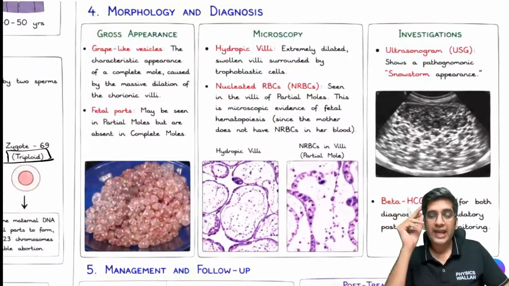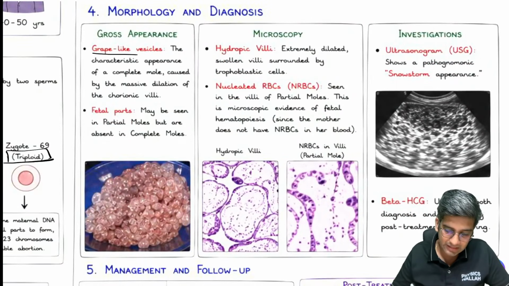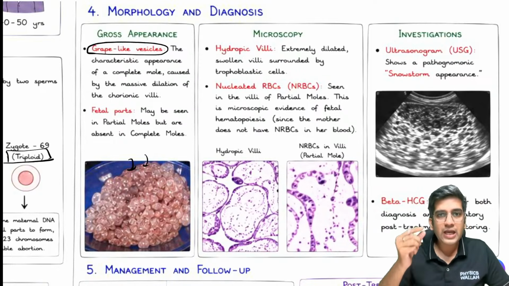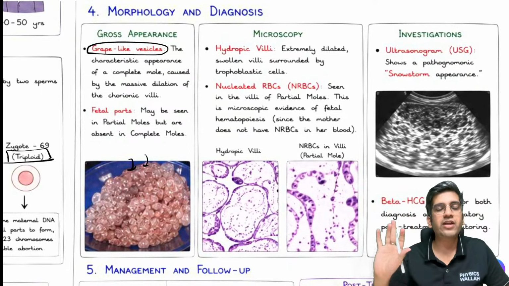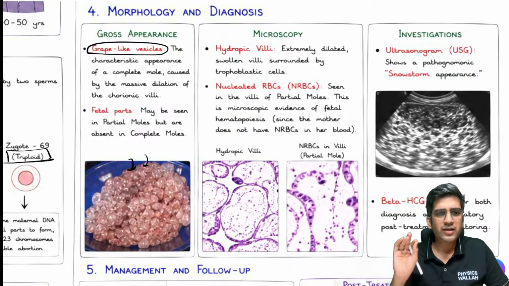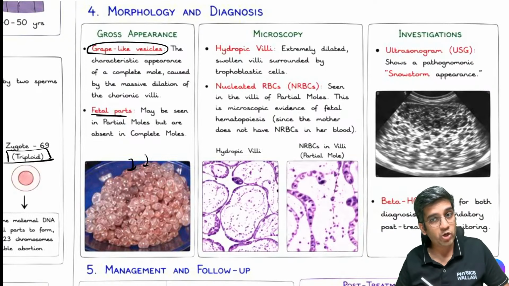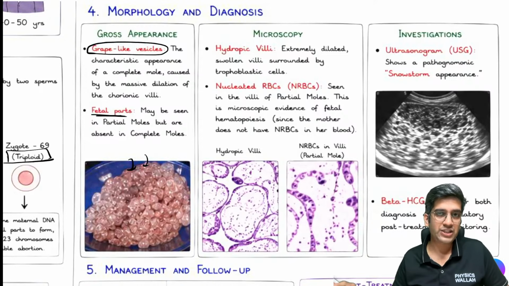Hydatiform mole can come as a spotter in your gross specimens. You will have classical grape-like vesicles. This is how hydatiform mole looks like, like tiny tender coconut bubbles. Classical appearance is this, and fetal parts may or may not be seen. If it's seen, you have to think of a partial molar pregnancy.